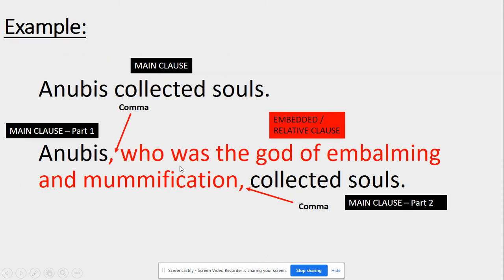So, an example here: Anubis, comma, who was a god of embalming and mummification, comma, collected souls. As you can see here, the main clause is in black, the thing that makes sense on its own: Anubis collected souls. The embedded clause, or the relative clause, is who was the god of embalming and mummification. That gives you extra information, extra details about Anubis. You'll notice that there's a comma after the name, and there's a comma at the end of the embedded clause.